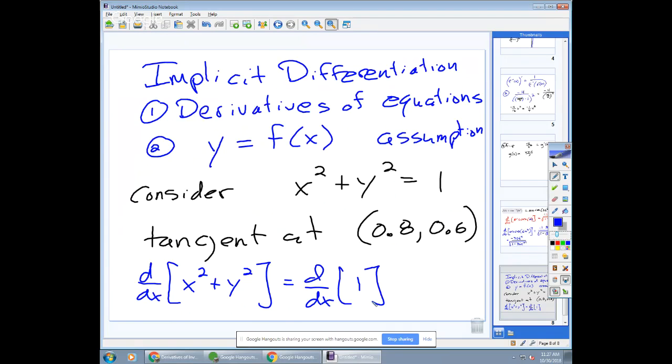But there's a problem. What variable am I taking the derivative with respect to? x. But what do I have over there? y. However, what do we know about y? It's a function of x, so the chain rule applies. So it's just an application of the chain rule.